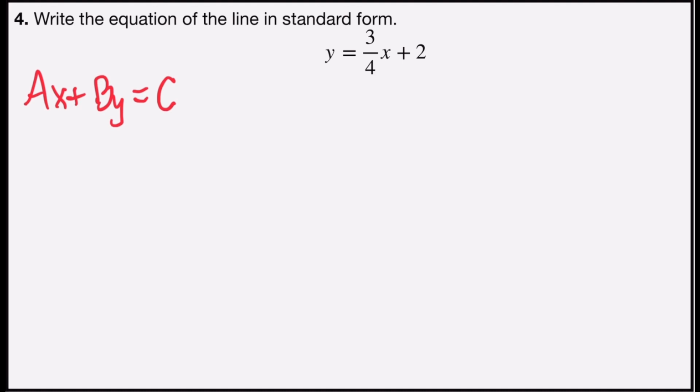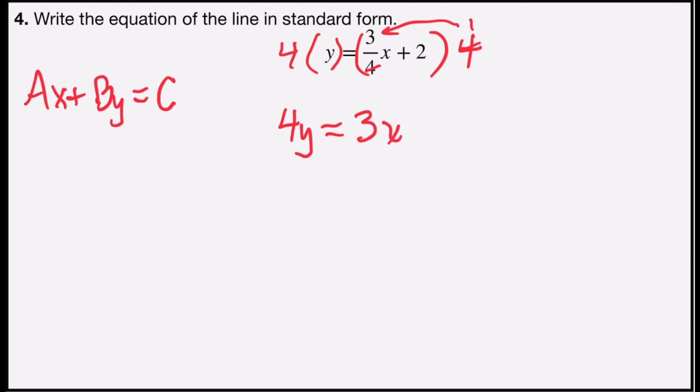So I do have a fraction of 3/4, so I'm going to multiply both sides by 4 in order to eliminate the fraction, since 4 is the least common denominator. So on the left side, 4 times y is 4y. On the right side, 4 divides into 4 one time, and 1 times 3 is 3x, plus 4 times 2 is 8. And now, as we've been doing, I'm going to have to rearrange my terms.